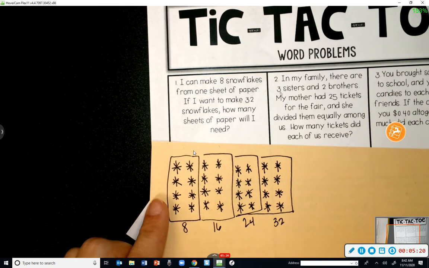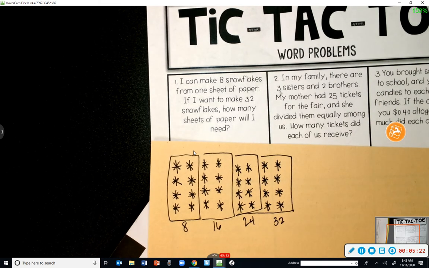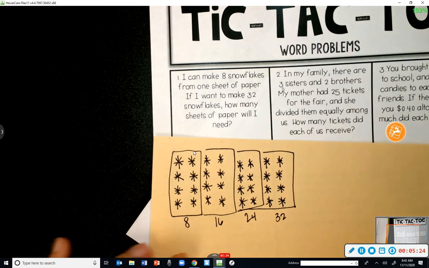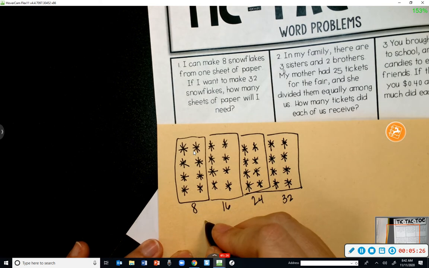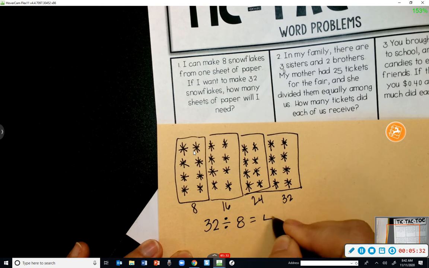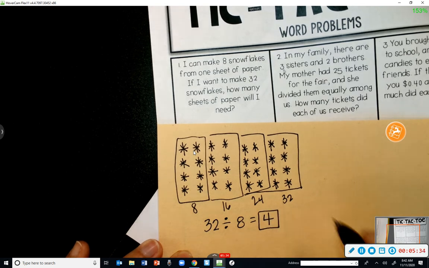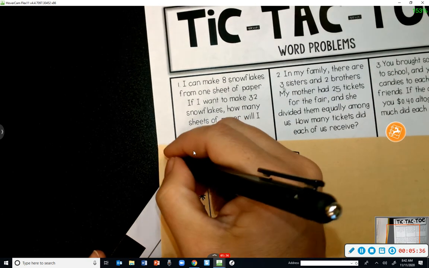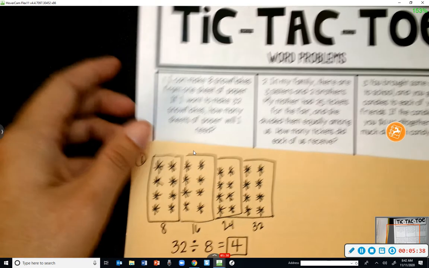Okay, so how many sheets of paper will we need? 4. Good. So my equation or number sentence would be 32 divided by 8 equals 4. Can I read the next one? Okay, very good. All right, Kelsey, want to read the next one?